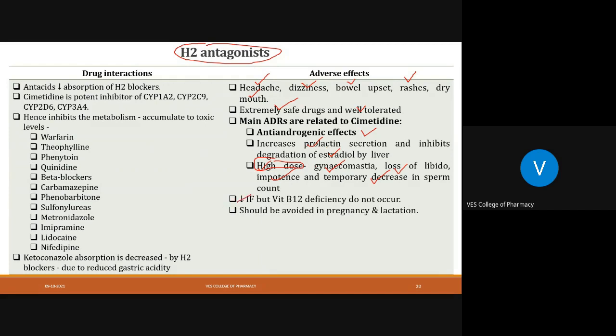Here, there is a decrease in the intrinsic factor, but as such, vitamin B12 deficiency does not occur. It should be avoided in pregnancy and lactation. Reason: they cross the placenta.